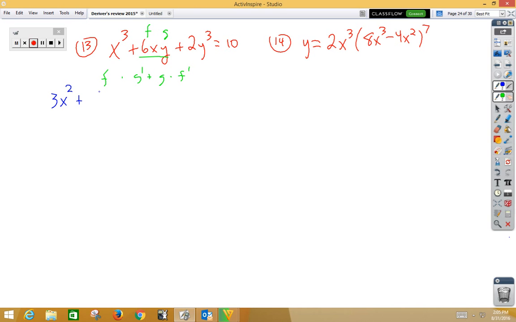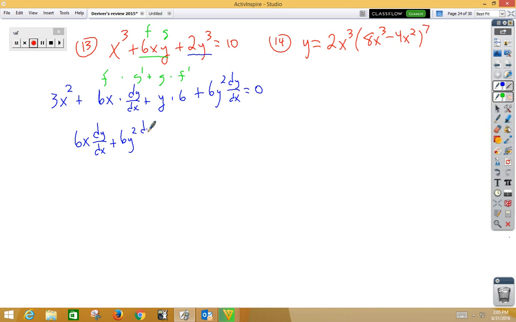So we're going to have 6x times dy dx plus y times 6 plus derivative of 2y cubed, 6y squared dy dx. Don't forget to put the dy dx when you take the derivative of a y term, equal to 0. We're now going to move the non-dy dx terms to the other side. We have a 6x dy dx plus a 6y squared dy dx is equal to a negative 3x squared minus a 6y.